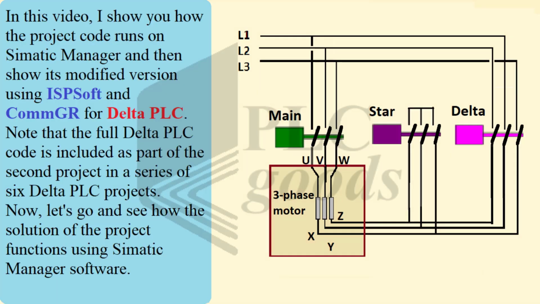In this video, I show you how the project code runs on Schematic Manager and then show its modified version using ISPsoft and ComGR for Delta PLC. Note that the full Delta PLC code is included as part of the second project in a series of 6 Delta PLC projects. Now let's go and see how the solution of the project functions using Schematic Manager software.